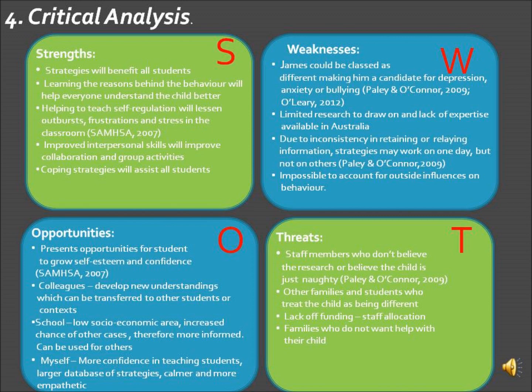For weaknesses, James could be classed as different, and this makes him a candidate for depression, anxiety, bullying, and maybe even truancy. And this is backed up by Paley and O'Connor and O'Leary. There's limited research in Australia to draw on, so a lot of research will have to come from overseas. Due to the inconsistency in retaining or relaying information, strategies may help on one day, but the next day they may not work as efficiently. On that note, it's also possible to account for any outside influences on their behaviour, so something might happen at home.